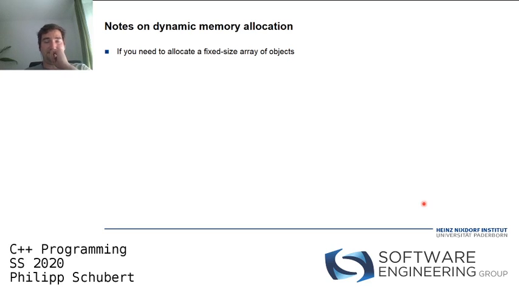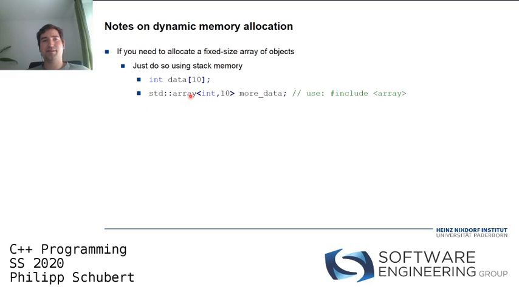How about arrays? If you need to allocate a fixed size array of objects, so an array which is statically fixed at compile time, also, first of all, just use stack memory. So you can just use an ordinary array, maybe an integer array of 10 ints, which you can declare and define here as follows.